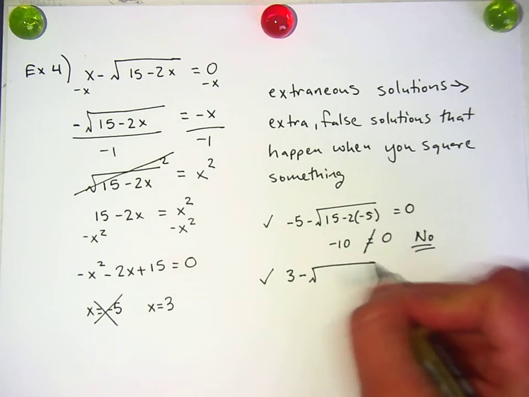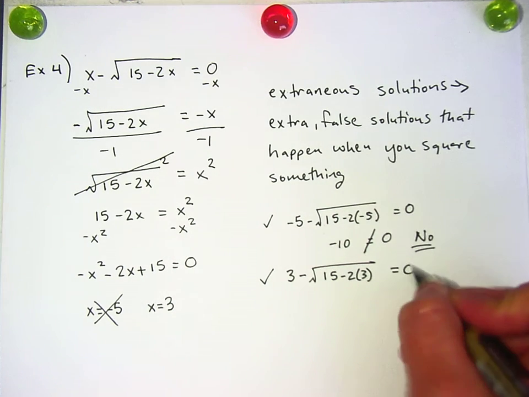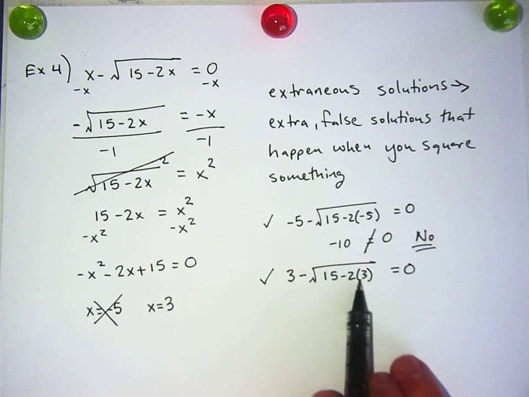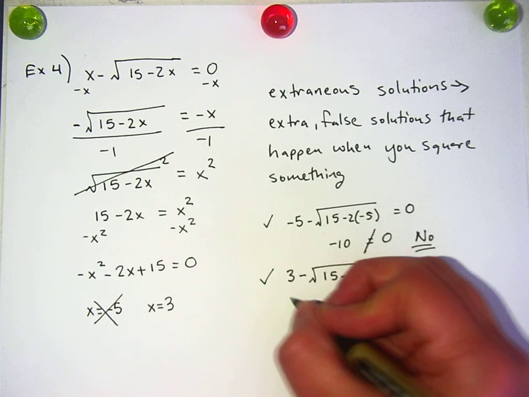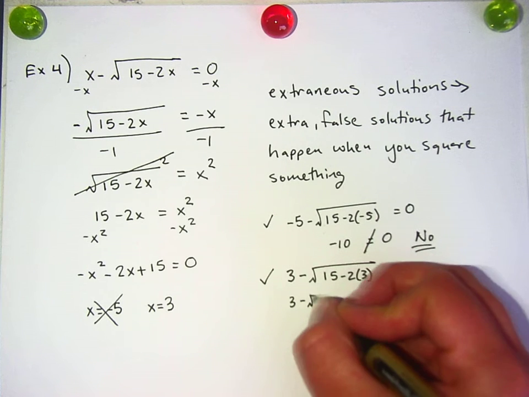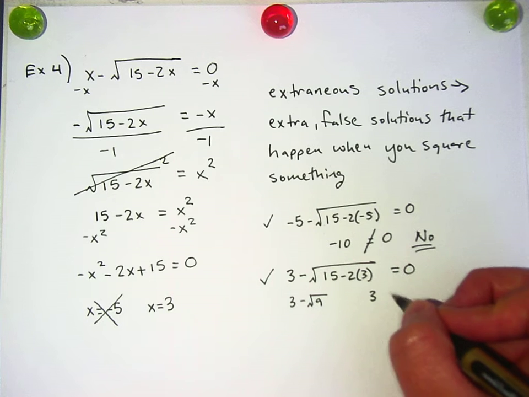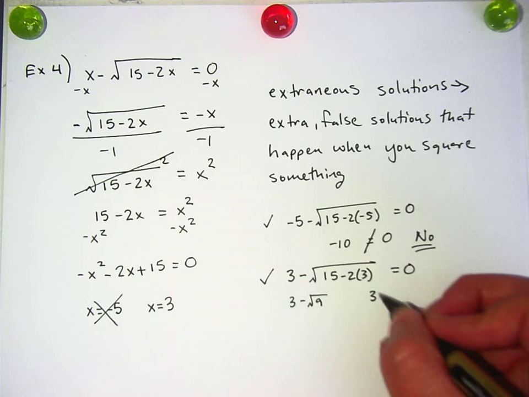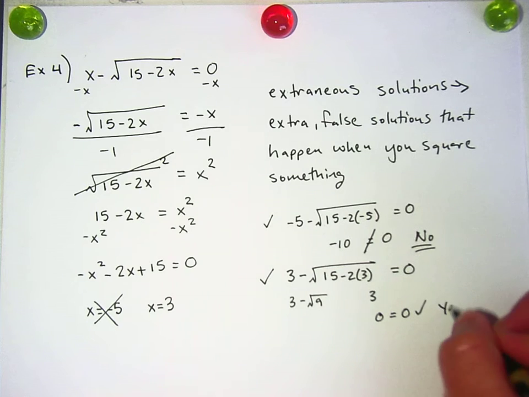3 minus the square root of 15 minus 2 times 3 is supposed to also equal 0. All right, so what's 2 times 3? 6. What's 15 minus 6? 9. So this is 3 minus the square root of 9, which is what? 3. So this is 3 minus 3, which is 0, correct? 0 equals 0, we're good there, that's a yes.